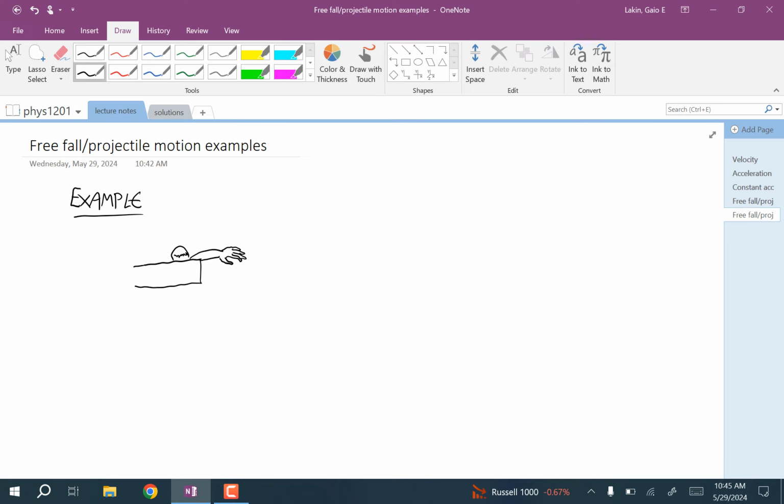That's his hair. And he wants to know how high this bridge is. So he drops a rock and times how long it takes for the rock to hit the water. So we're going to say that the rock takes 1.2 seconds to hit the water. How high is the bridge?